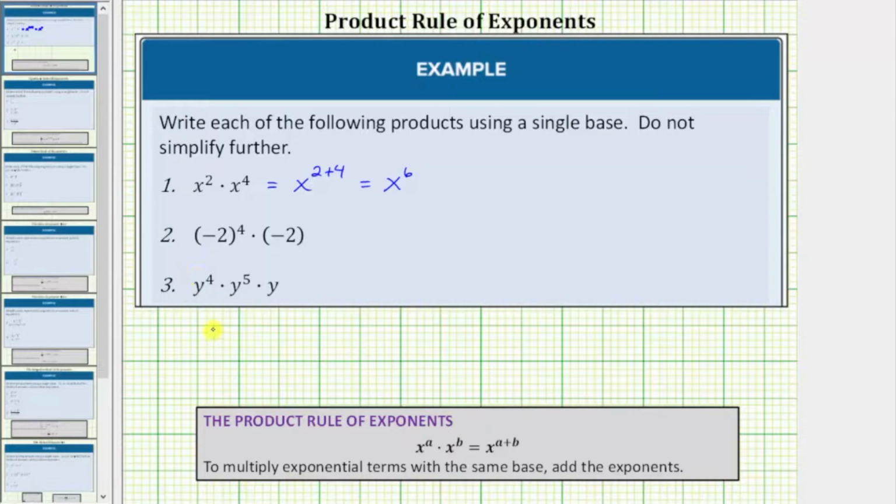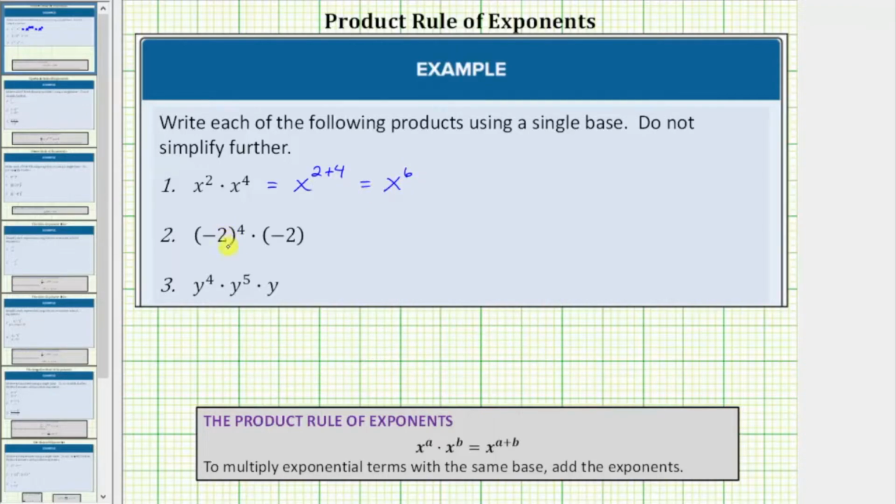Beginning with the original product, let's expand x to the second and x to the fourth. X to the second, or x squared, means we have two factors of x. Times x to the fourth power means we have four factors of x, which is x times x times x times x. Now that we've expanded, we can see we have a total of 1, 2, 3, 4, 5, 6 factors of x, which give us x to the sixth. Again, here's x to the second, and here's x to the fourth. X to the second times x to the fourth is equal to x raised to the power of 2 plus 4, which equals x raised to the power of 6.